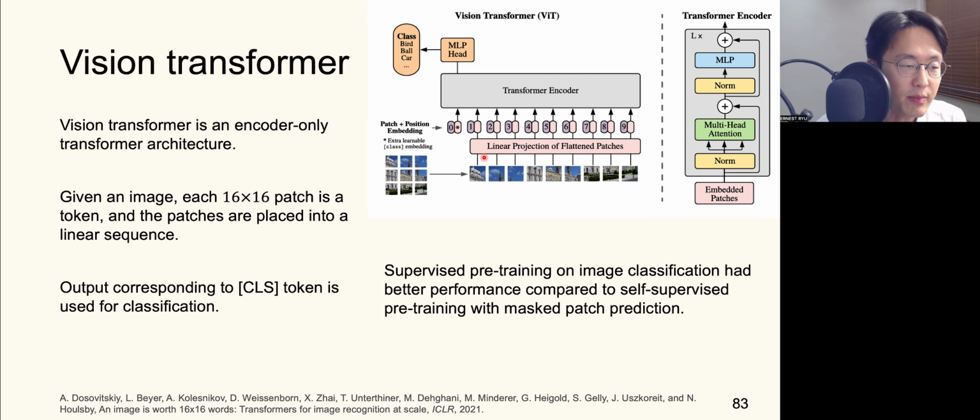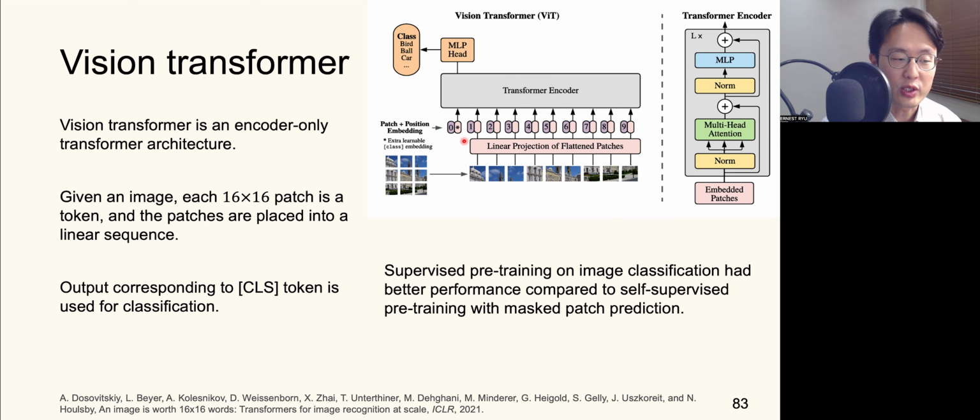Aside from this patching operation and this linear projection at the very beginning, the vision transformer architecture and the BERT transformer architecture are basically the same. The authors of the vision transformer paper experimented with supervised pre-training on image classification. For image classification, you do need labels, so it's not self-supervised. They found that this supervised pre-training had better performance compared to self-supervised pre-training with masked patch prediction. So that's the difference between the vision transformer and the BERT transformer.